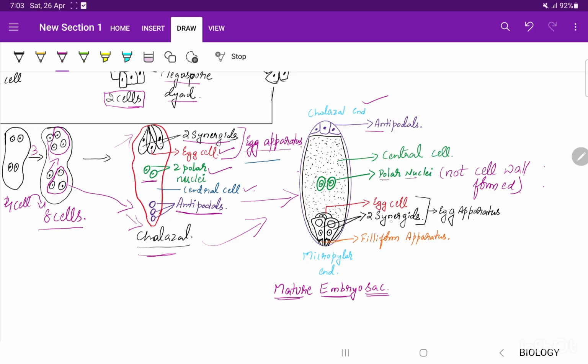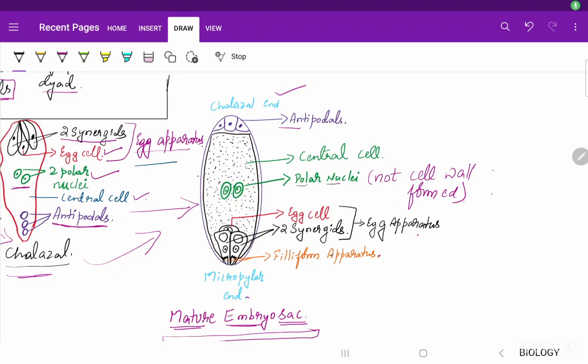The important feature of synergids is the filiform apparatus, which plays a very important role in guiding the pollen grains to move towards the egg cell. Hence, the egg apparatus is formed in the micropylar region. Now, this is a mature embryo sac as shown in NCERT. I hope it's clear for everyone. Any doubts, ask in the comment section.